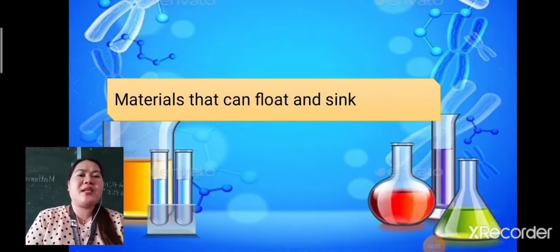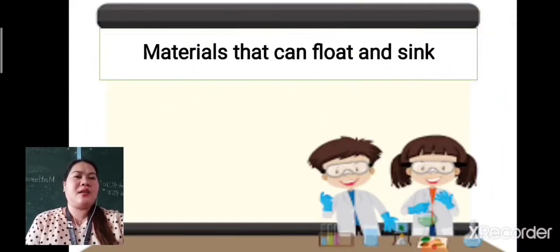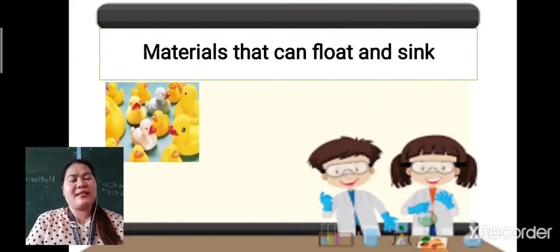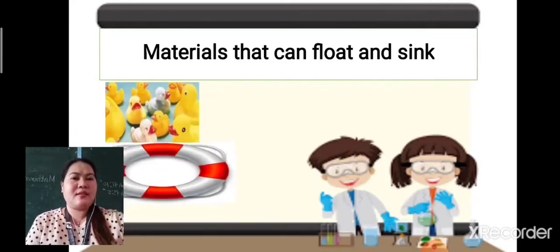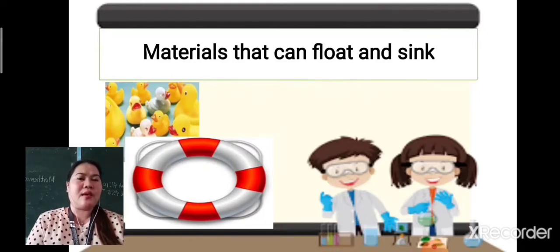Next is materials that can float or sink. What do you think, guys? Is it sinking or floating? It is floating. Next, how about the lifesaver? What do you think, class? Is it sinking or floating?